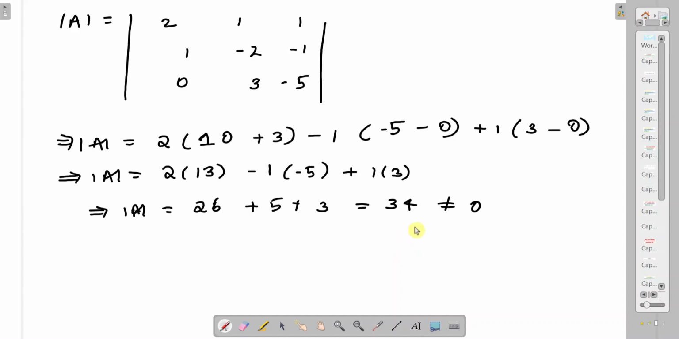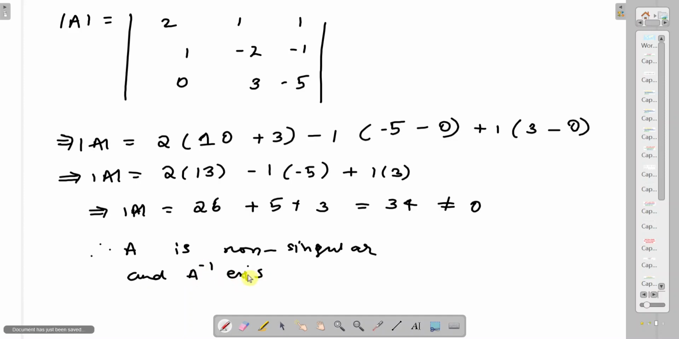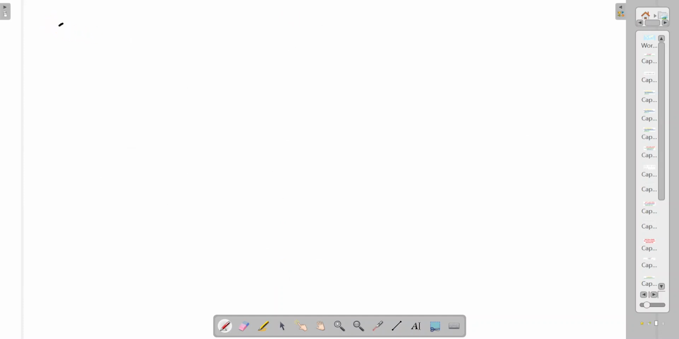Okay, right? So therefore A is non-singular, and therefore A inverse exists. Now to find A inverse, what we need is cofactor. Okay, cofactors of A we need.